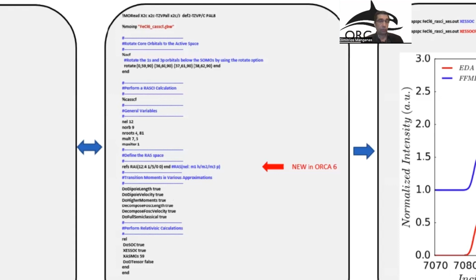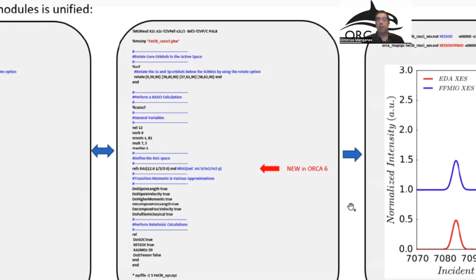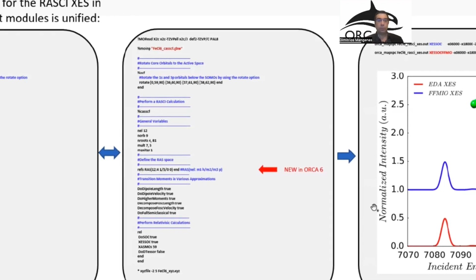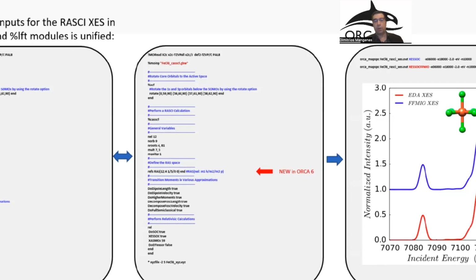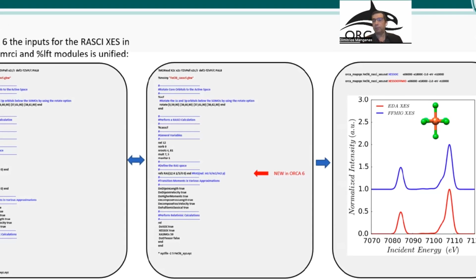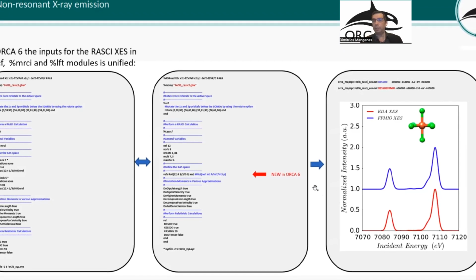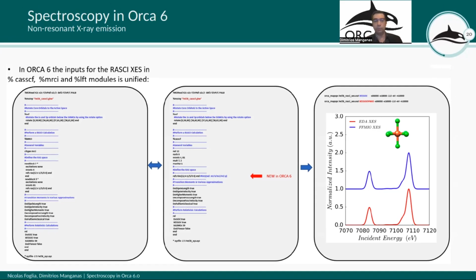And of course, one needs to also specify and indicate the core ionized orbital. Again, the spectra can be computed into all available transition moment approximations. And for the case of iron hexachloride, for example, these spectra are shown within the electric dipole approximation here in red and the full field matter interaction operator in blue.